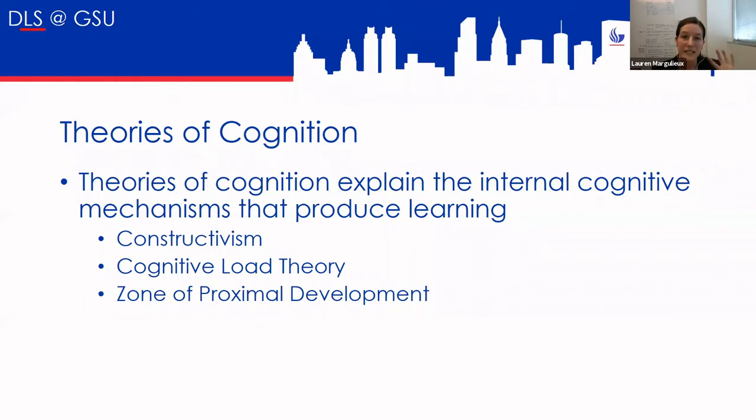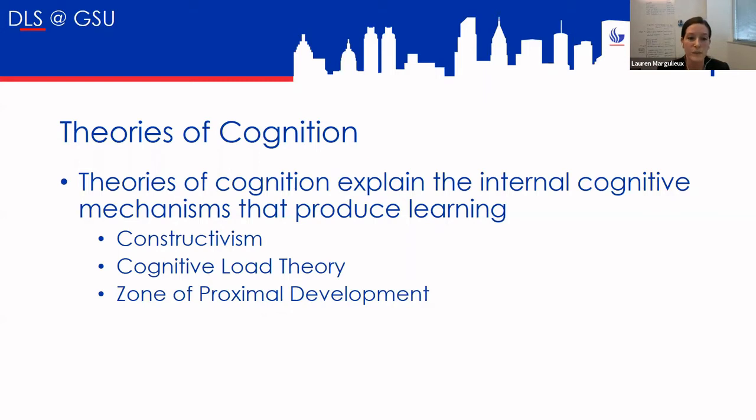I'm going to talk about a few different types of theories, starting with cognition. Theories of cognition explain, like I was saying before, as a break from behaviorism that just looked at behavior. Theories of cognition explain internal cognitive mechanisms that produce learning.